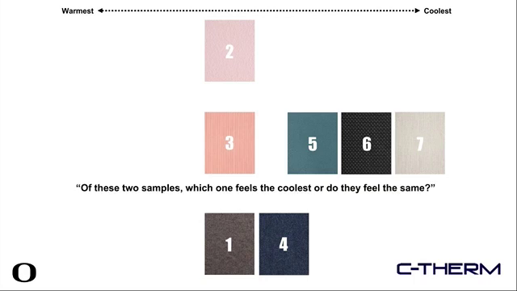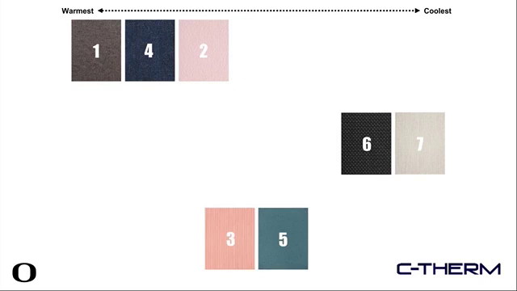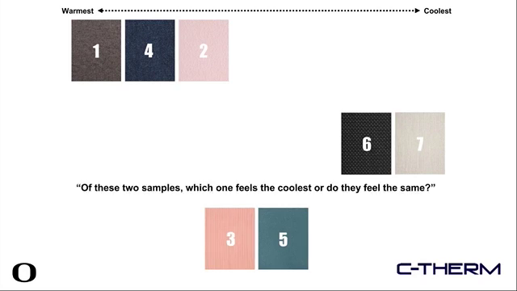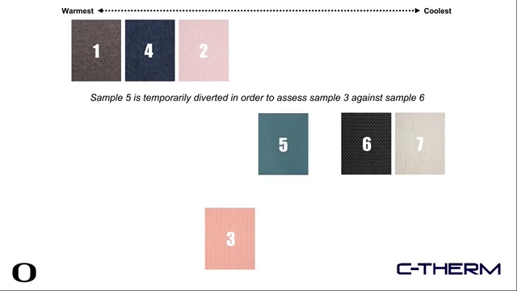Then we ask the same question: which one feels coolest, or do they feel the same? And the answer is sample 4 feels cooler. That allows us to reorganize the rating as 1, 4, and 2. Now we're ready to assess samples 3 and 5. We ask the question, which one feels coolest, or do they feel the same? And this time they feel the same. So in this case, we move 5 and temporarily divert it to assess 3 against 6.